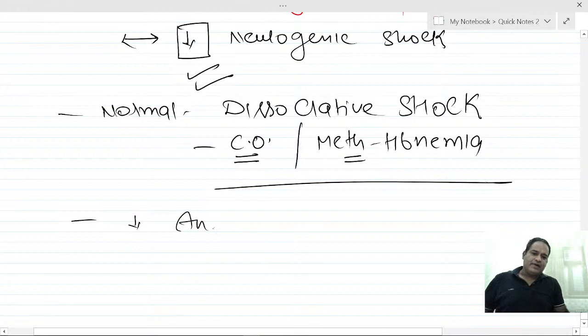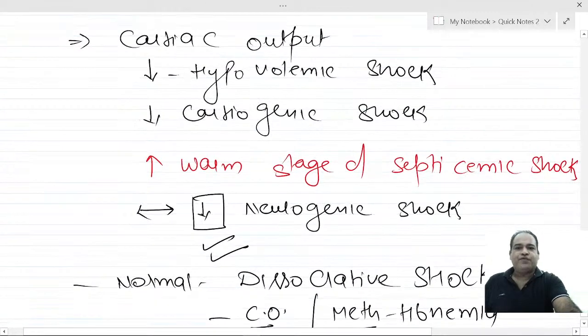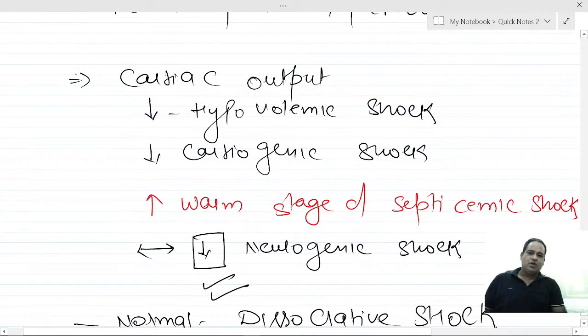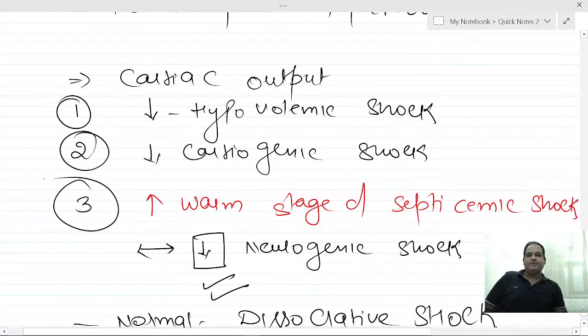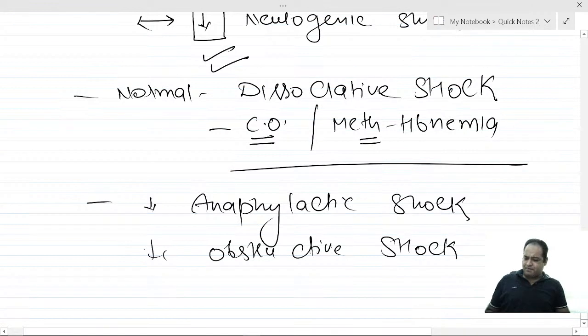It is generally decreased in anaphylactic shock. Generally decreased in obstructive shock. If you don't want to remember too much, remember the first point, second point, and third point. This is the barest minimum you should remember. And if you have some kind of analytic mind, you will be able to know the reason why it is decreased. Fine. If you want to remember the rest, you need to have some deeper insight.